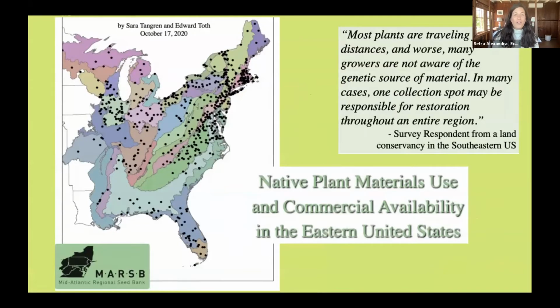There was a wonderful study that came out of the Mid-Atlantic Regional Seed Bank by Sarah Tangren and Edward Toth, on native plant materials use and commercial availability in the Eastern United States. What this study found was that most native plants being used in restoration on the East Coast and the Northeast are traveling quite a far distance, and their provenance, as has been discussed in other sessions, was really not well known.